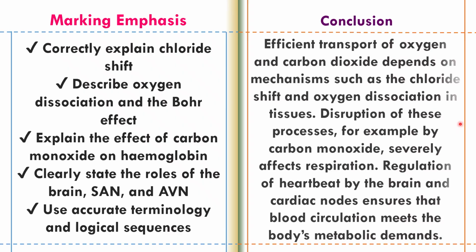Conclusion. Efficient transport of oxygen and carbon dioxide depends on mechanisms such as the chloride shift and oxygen dissociation in tissues. Disruption of these processes, for example by carbon monoxide, severely affects respiration. Regulation of heartbeat by the brain and cardiac nodes ensures that blood circulation meets the body's metabolic demands.